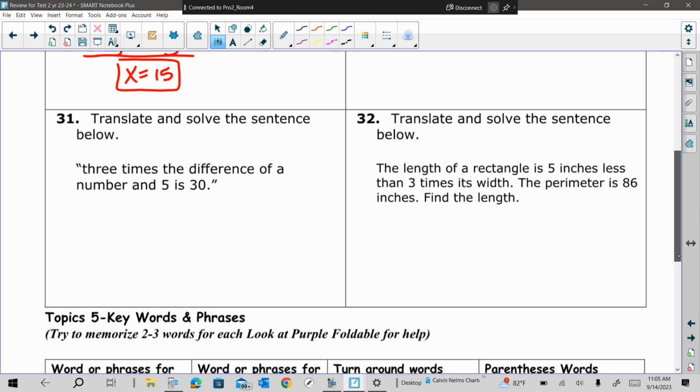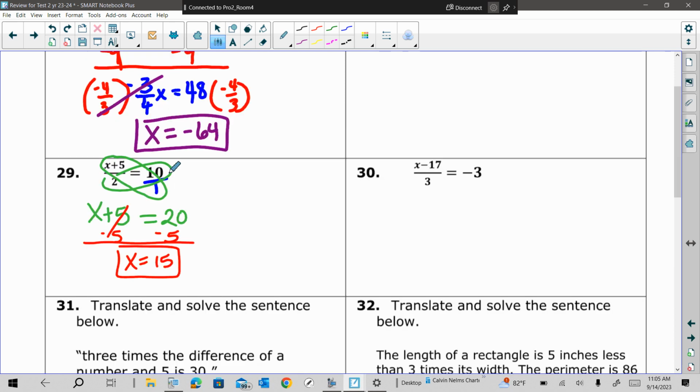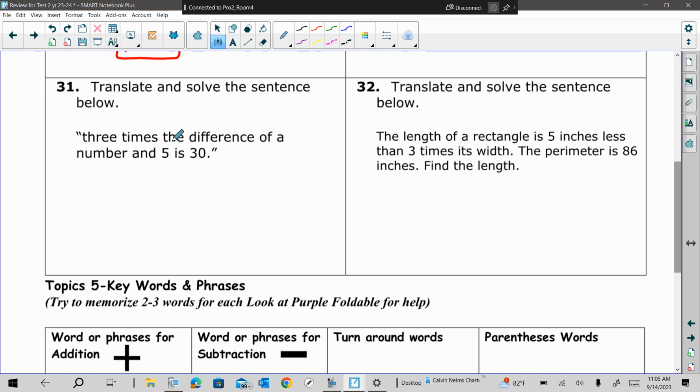Okay, now on 31, you're going to translate it. So this goes back to topic 1 and solve the sentence. So we're going to write the equation and then solve it. So let's see if we remember that keyword. 31 says 3 times the difference of a number and 5 is 30. That times the equals parentheses. So 3 parentheses. Inside the parentheses, n minus 5, the difference of a number and 5, equals 30.